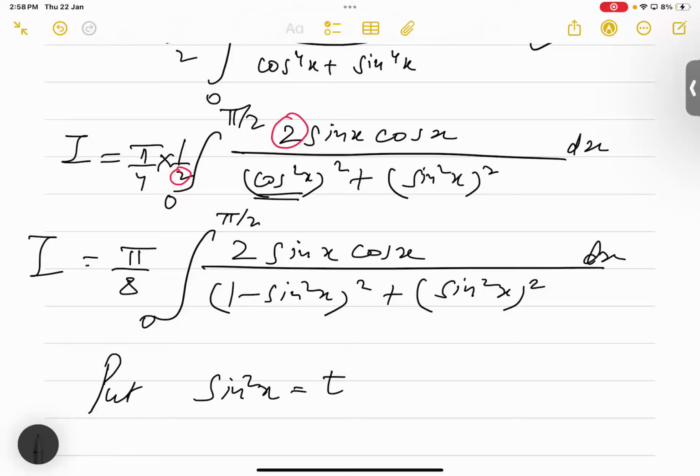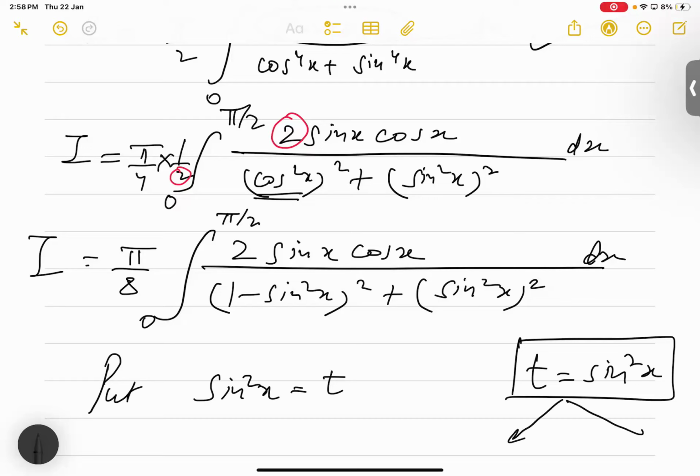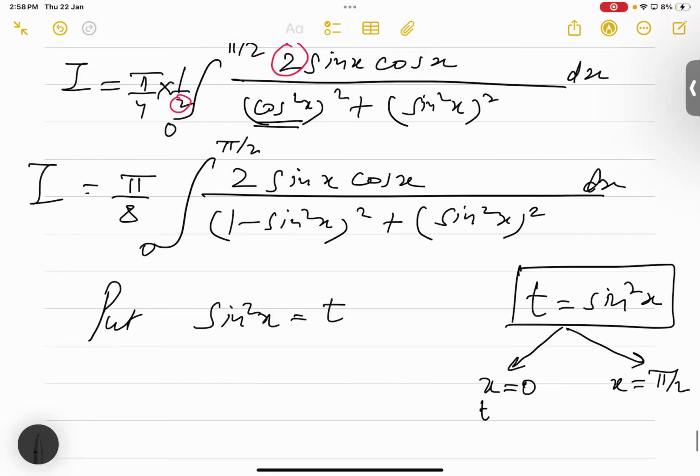Sin square x is equal to t. Why am I writing in terms of t? To change the limits, in definite integrals. What is x? 0 and pi by 2. Sin square 0 is 0. Sin square pi by 2: what is sin pi by 2? 1. So sin square pi by 2 is 1.